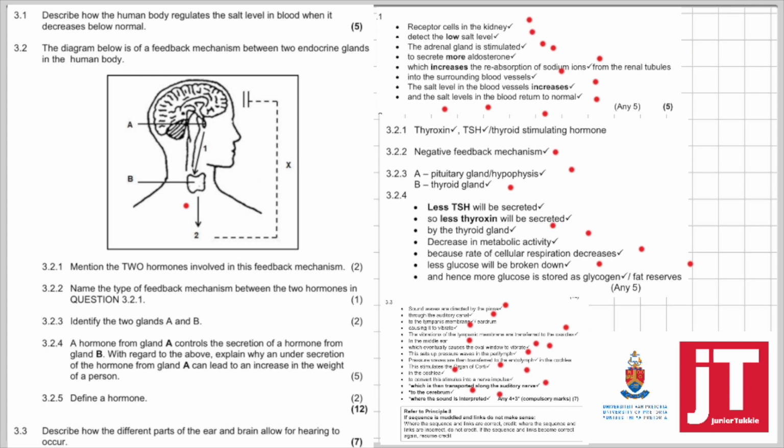Here, if the sequence is muddled and does not make sense, they must not credit where it does not make sense. If the sequence becomes correct again, then we resume credit. Right.